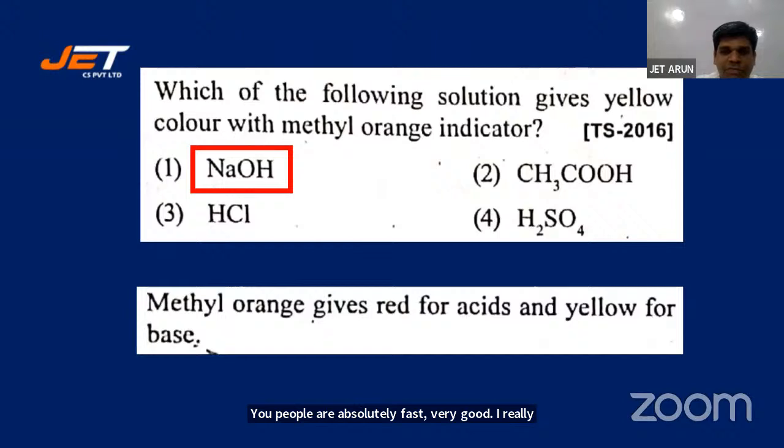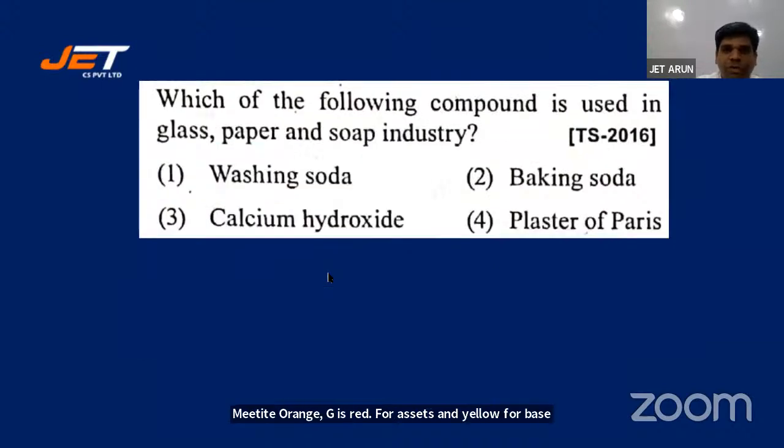Methyl orange gives red for acids and yellow for bases. Which of the following compounds is used in the glass, paper, and soap industry? Again, a memory-based question.